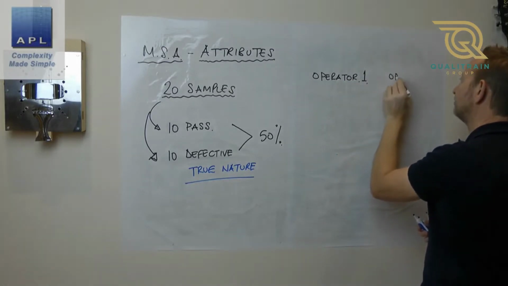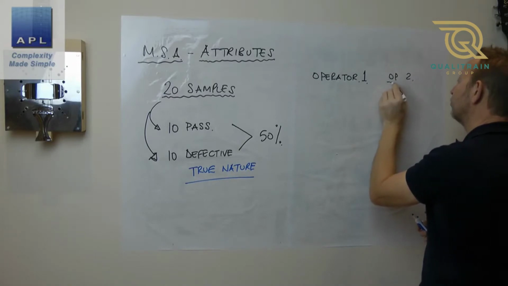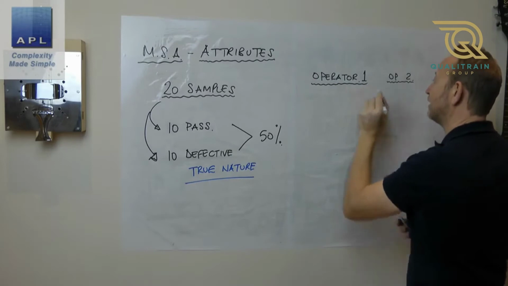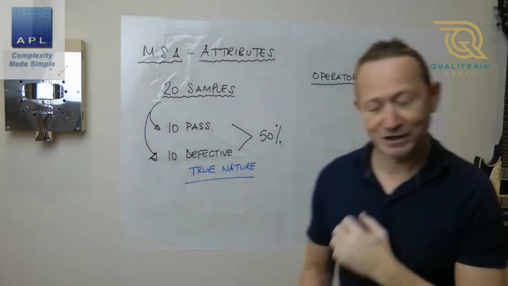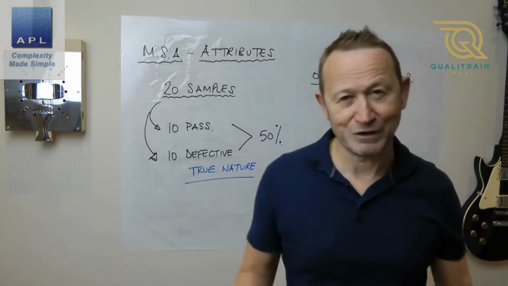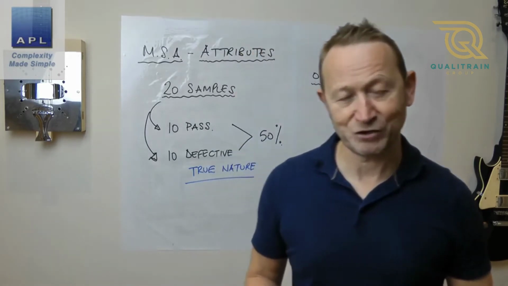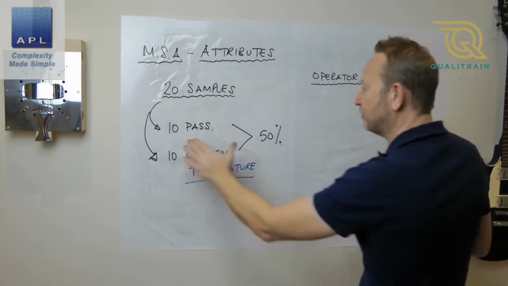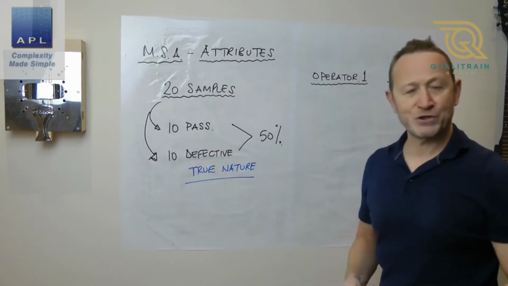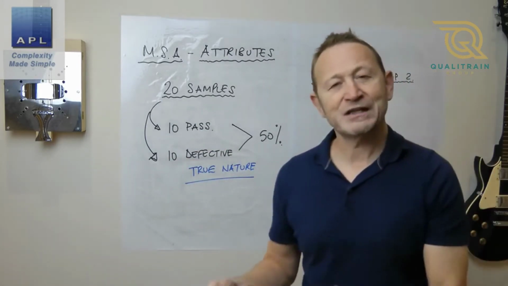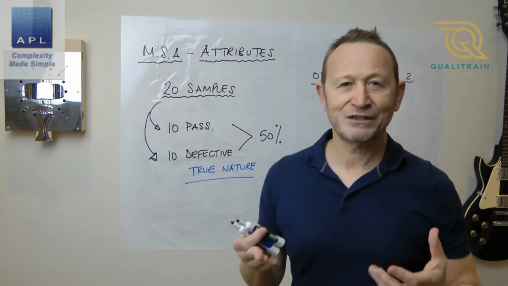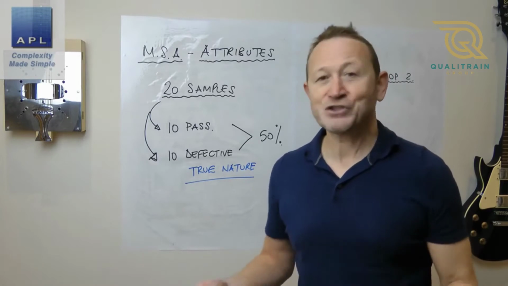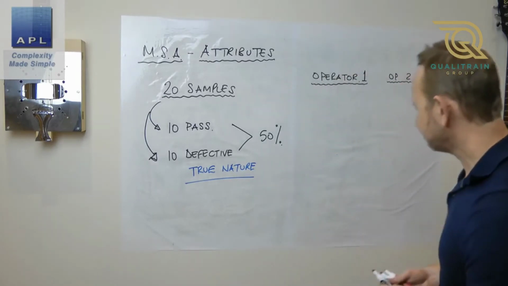Operator 1, operator 2. Could be an inspection machine, by the way. These days there's lots of inspection cameras and things, so this could be a camera if it's an automatic inspection process. And then what you're going to do is offer up the 20 parts, and give them a little 20 question exam almost, and see how many they get right.